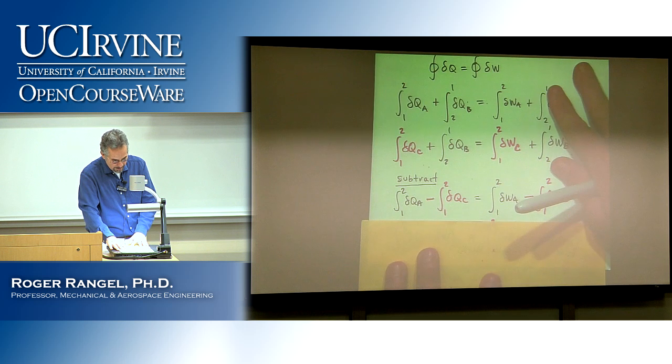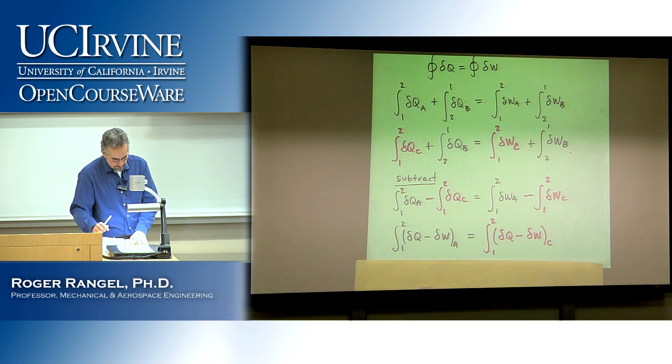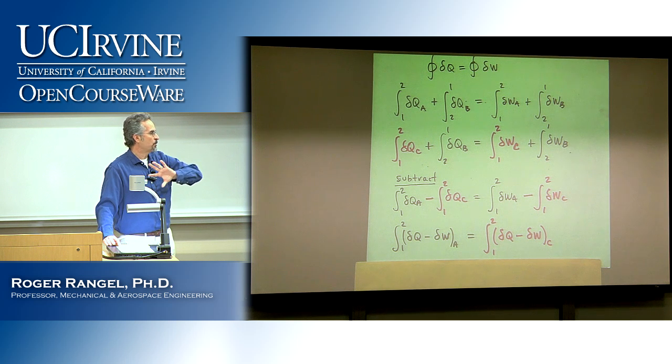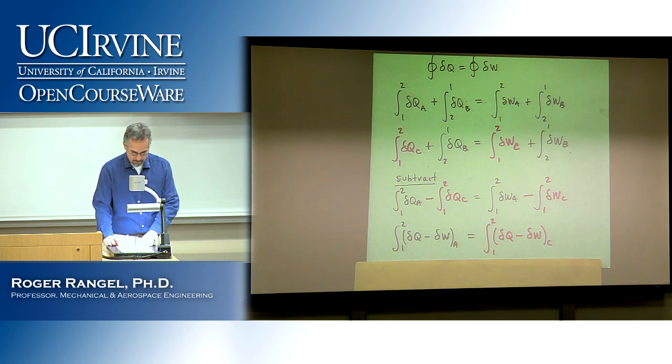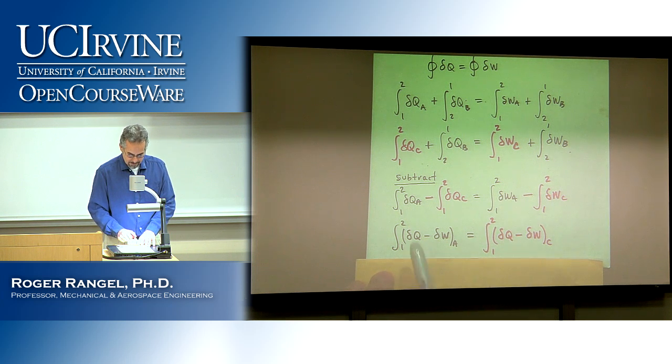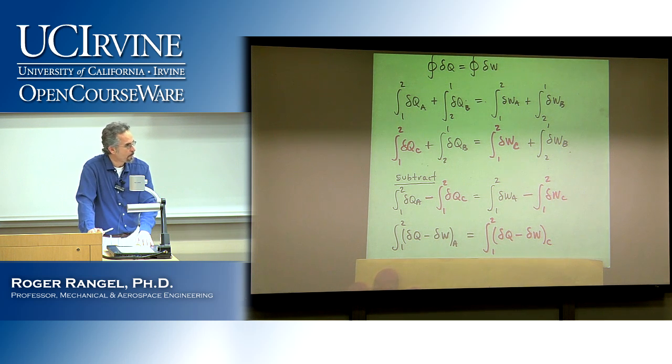Now I can rearrange this like this. In other words, I'm going to move everything that has to do with path A to the left side of the equation, and everything that has to do with path C to the right side of the equation. So the integral of work on the right-hand side is going to move to the left side, and it is here with a minus sign. And of course, the one on path C on the left-hand side is going to move to the right-hand side. It's now positive. So I have that.